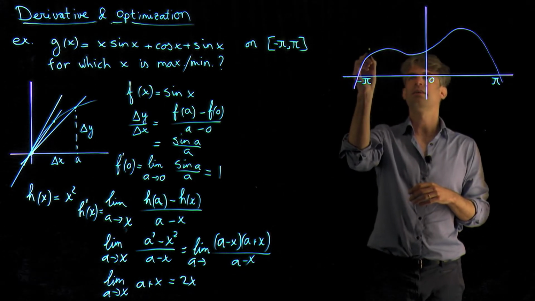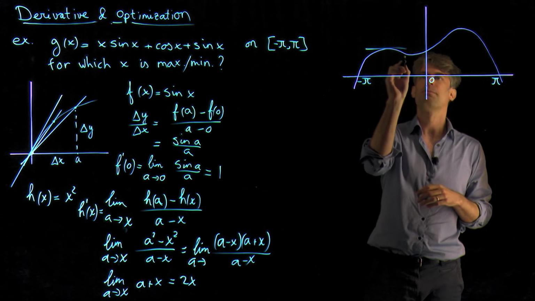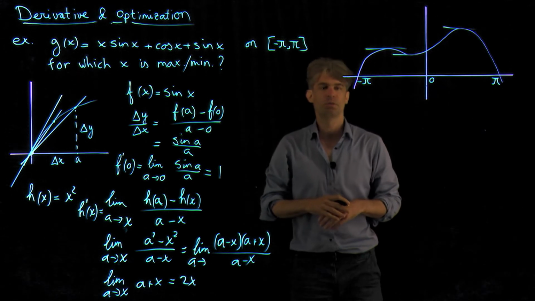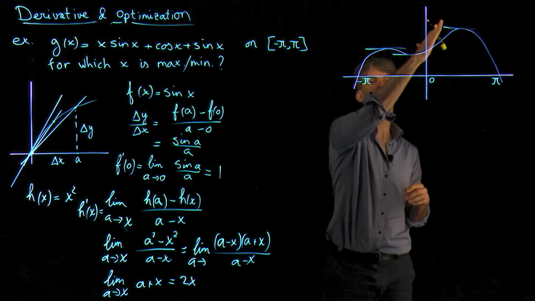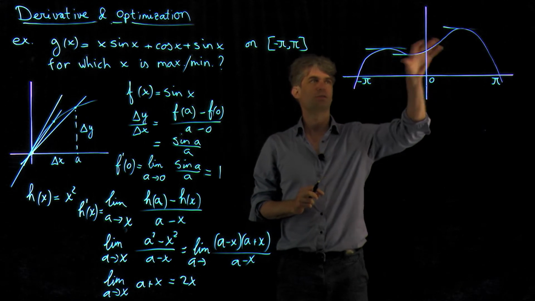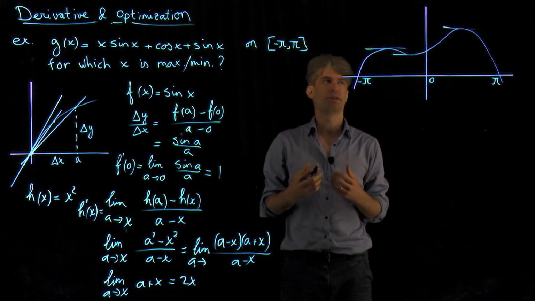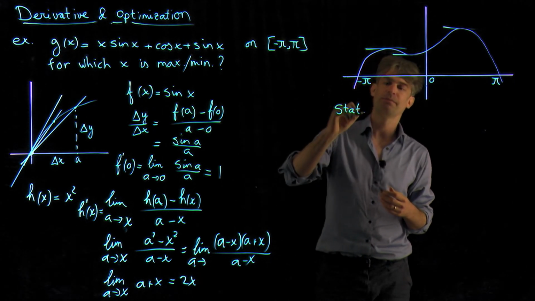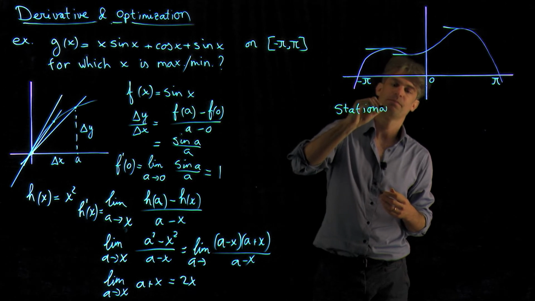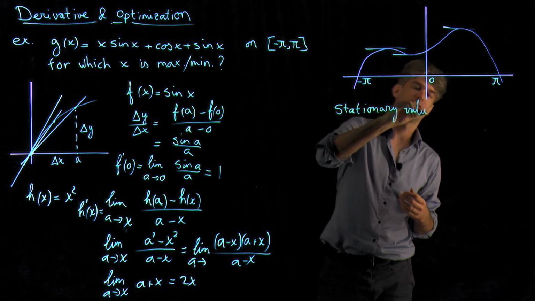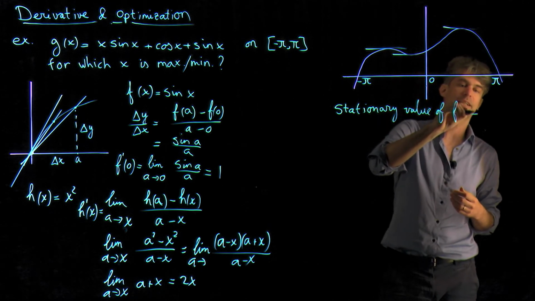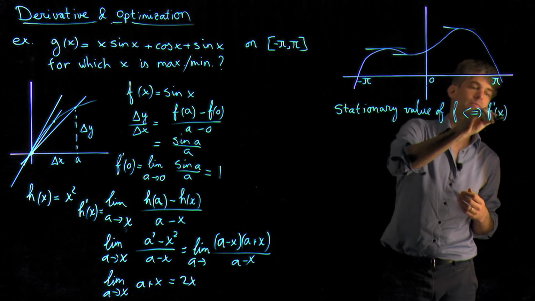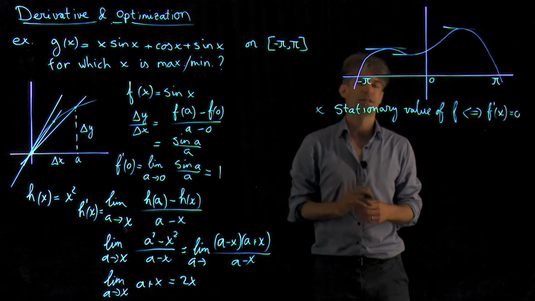At least these are what they call the stationary values, and these are potential extreme values, because of course it could be horizontal for a little bit and then continue to grow. But in our case it looks better. It looks like any stationary value is indeed an extremum. So a stationary value of f is exactly when f prime of x is 0. So that's a stationary value x.